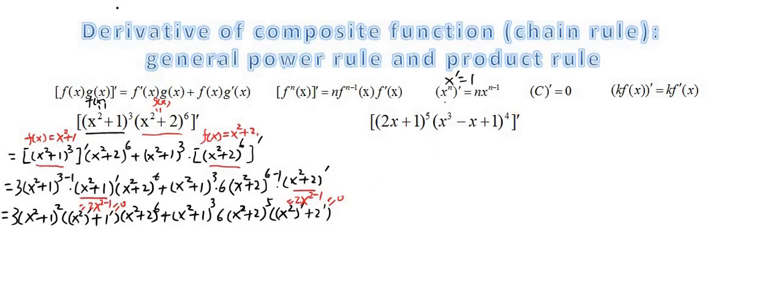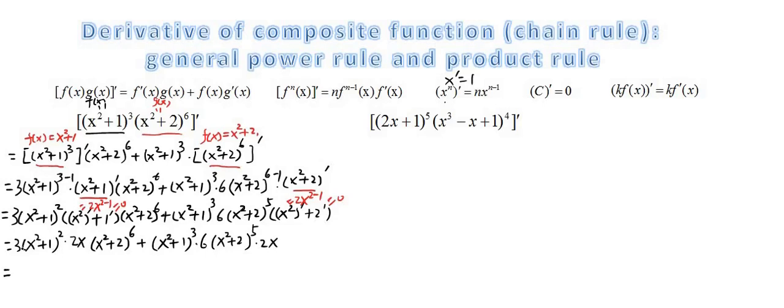Okay, now we can simplify all of them. 3 (x squared plus 1) squared times 2x times (x squared plus 2) to the power 6, plus (x squared plus 1) cubed times 6 (x squared plus 2) to the power 5, and here should be 2x. Okay, now we can simplify it. 3 times 2x is going to be 6x. Okay, 6x times (x squared plus 1) squared, and here will be (x squared plus 2) to the power 6.